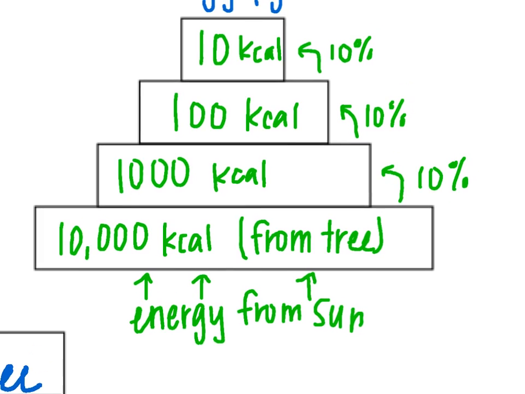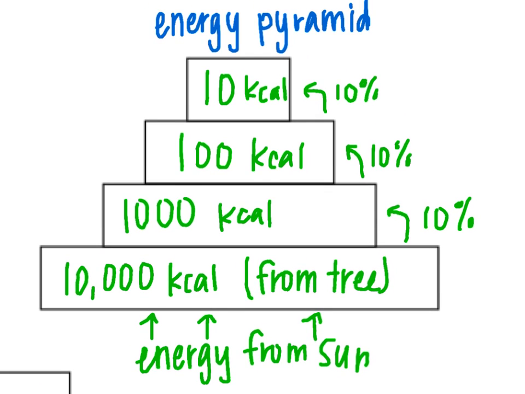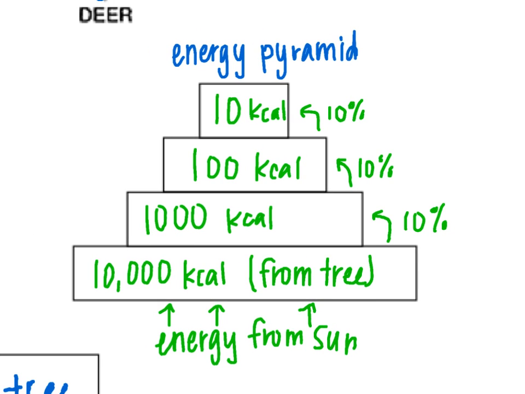Then the last pyramid we're going to look at is the energy pyramid. And in our energy pyramid, we start out with energy from the sun. You don't have to draw that in, but just be aware that that's where it comes from. And we're going to measure our energy in kilocalories. Calories are a measurement of energy, but they're very, very small. And so we're going to measure them in 1,000 calories at a time, which is a kilocalorie.